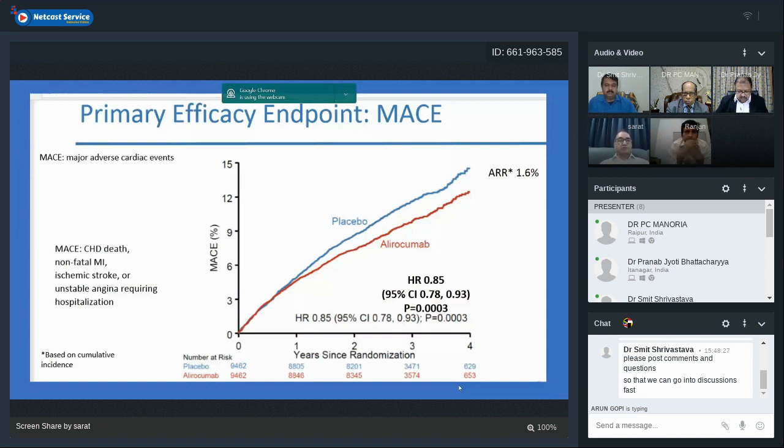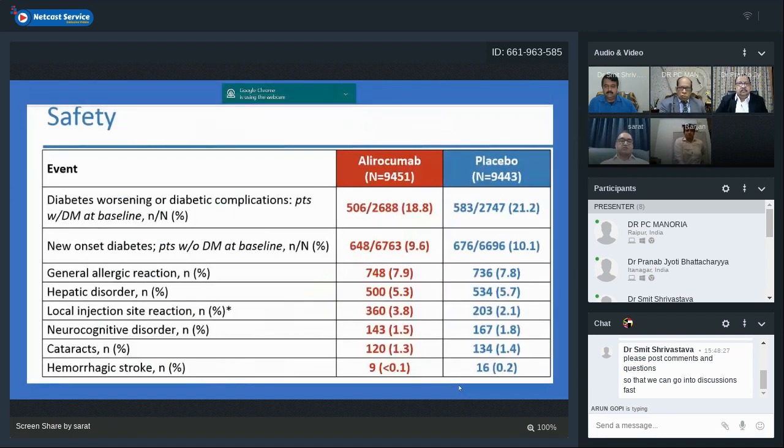The combination of primary endpoint is death, non-fatal MI, ischemic stroke, unstable angina requiring hospitalization. But revascularization is not included in this trial, unlike the FOURIER trial. And safety, of course, it is similar, almost placebo-like side effects with alirocumab also.